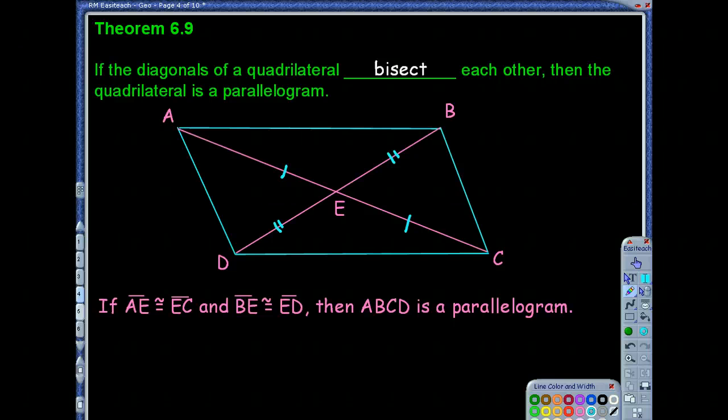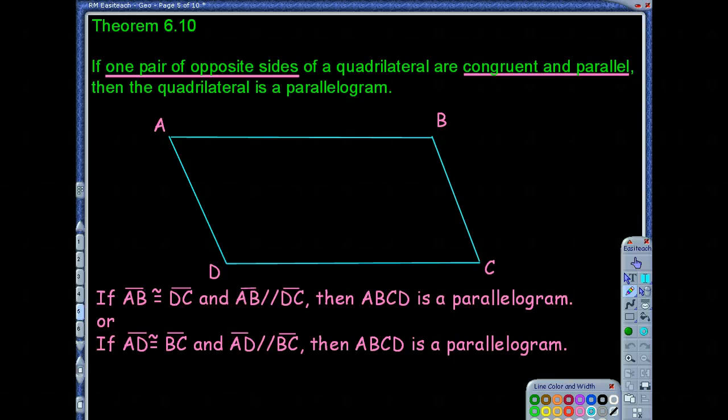This one's not a converse of what we talked about yesterday. It's a new one. So technically, to prove something is a parallelogram, we could use the definition. We could use opposite sides are congruent, opposite angles are congruent, consecutive angles are supplementary. We could also use the diagonals bisect each other. Another way, so there's lots of ways. That's right, lots of ways.